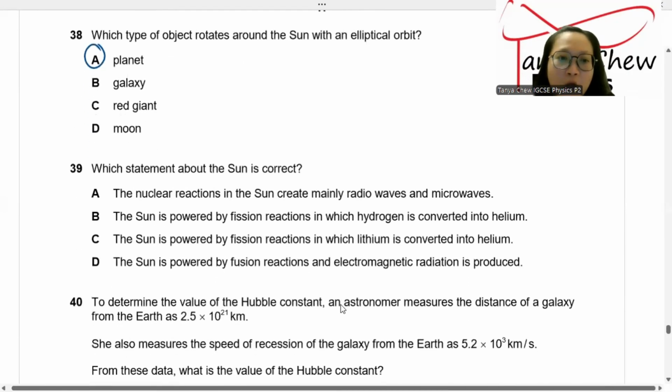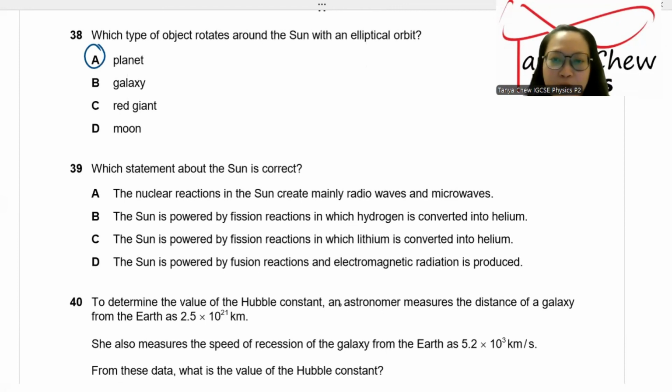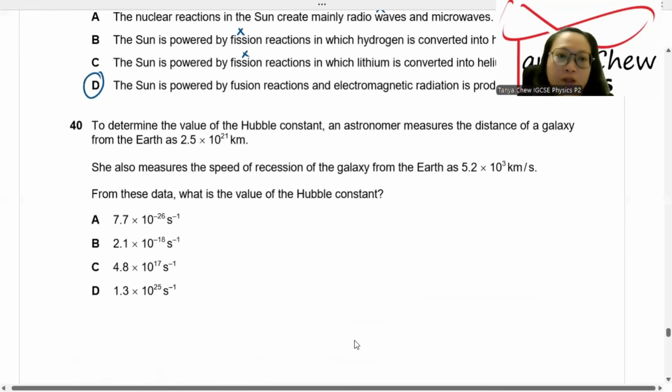Number 39. Which statement about the sun is correct? A, the nuclear reactions in the sun create mainly radio waves and microwaves. No, no radio waves. B, the sun is powered by fission reactions. No, that is not fission, nothing to do with fission. Fission occurs in a nuclear reactor. So D, the sun is powered by fusion reactions and electromagnetic radiation is produced. D is the answer.